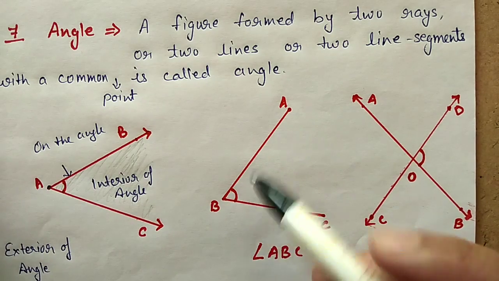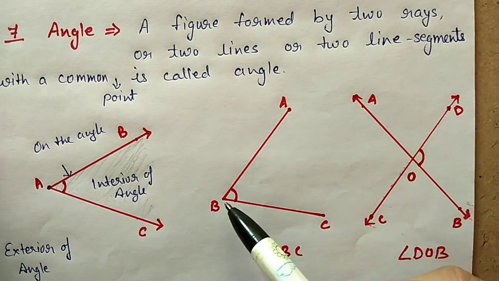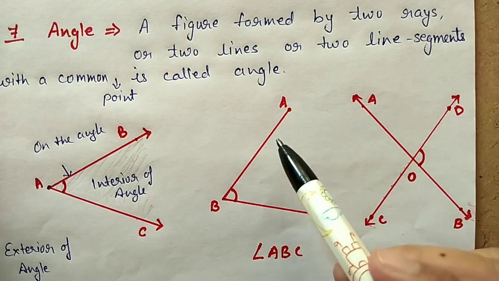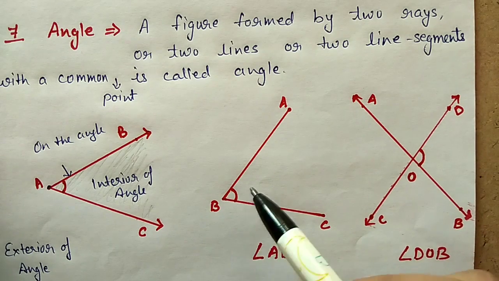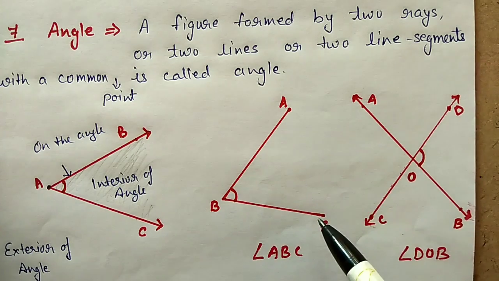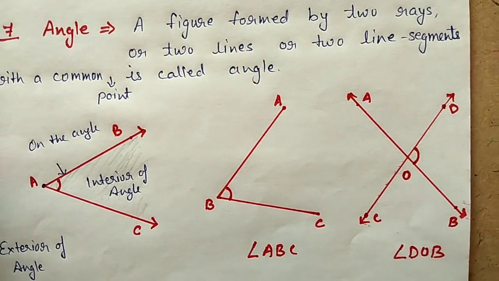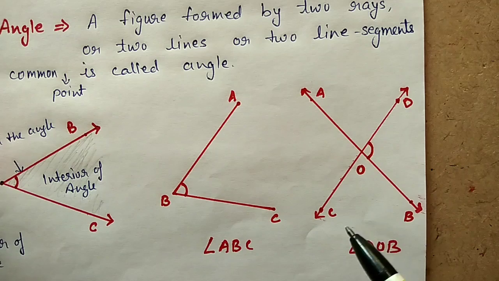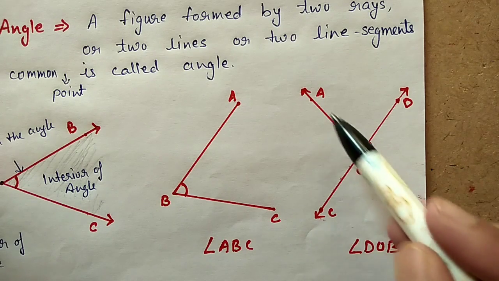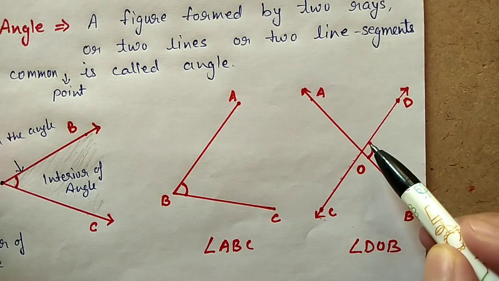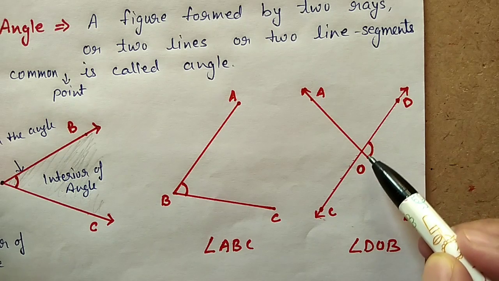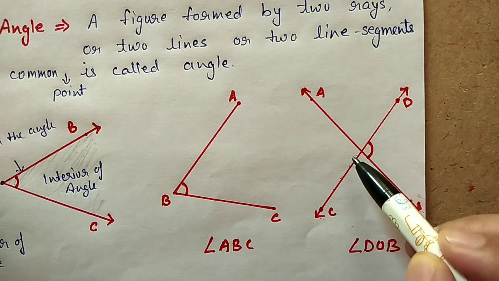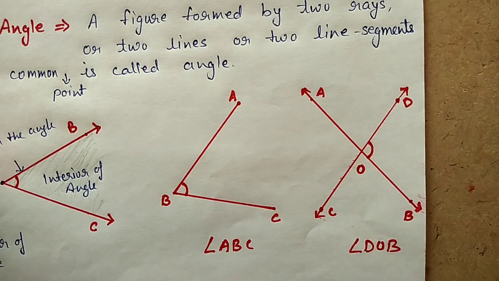In the second condition, I have taken two line segments. AB is one line segment, BC is another line segment, and B is the common point. So this ABC is an angle. In the third case I have taken two lines intersecting each other. When two lines intersect each other, in that case also angles form. One angle forms here, one angle here, one here, and one here.